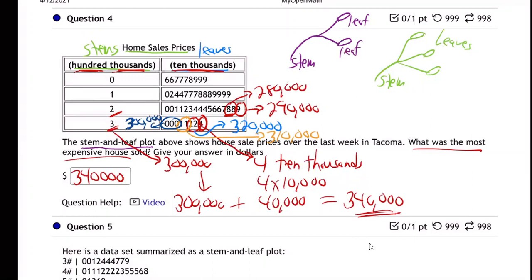So that stem and leaf display shows us a whole bunch of houses and their selling prices really quickly. Just a nice organized way. So this is another way of displaying data with a graph, another kind of graph that you can do called a stem and leaf display, which shows a bunch of numbers really quickly. And so they asked us for the most expensive house. There it is, 340,000.